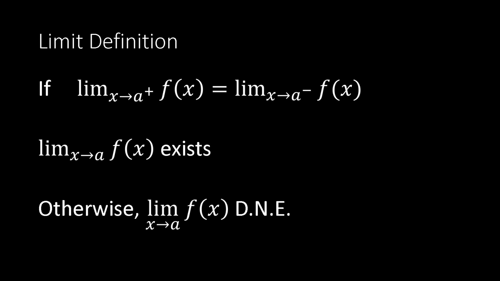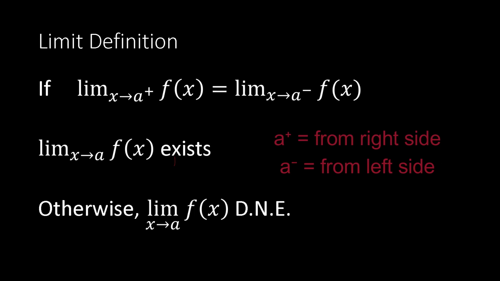So here's a little bit more formal of a definition of a limit. If the limit as x goes to a plus of f of x equals the limit as x goes to a minus of f of x, then the limit as x goes to a of f of x exists.